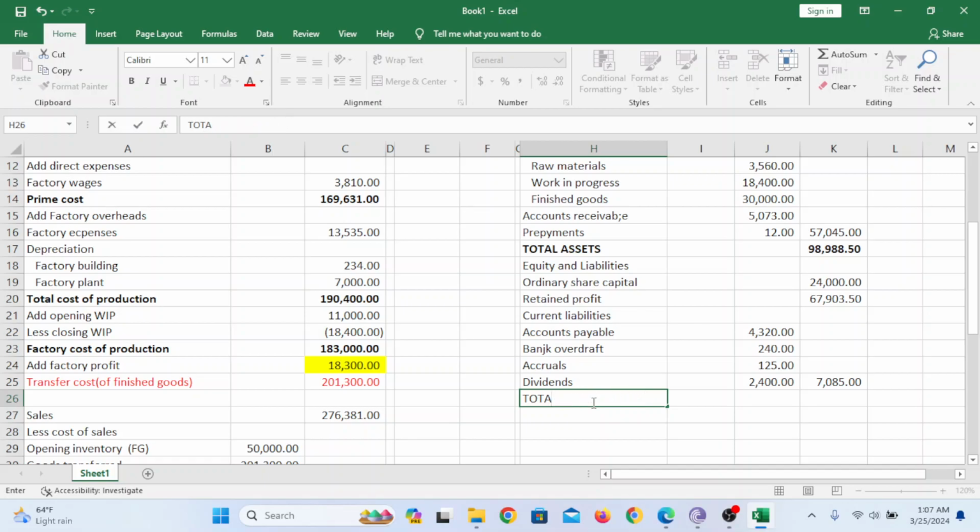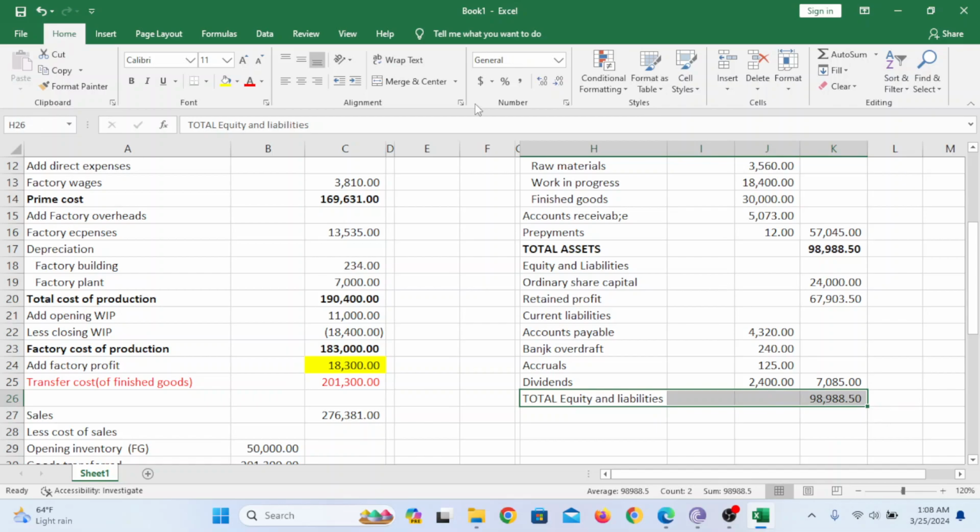Total equity and liabilities. So you just need to add the 3 items, that is share capital plus retained profit plus current liability, which gives us the same value.